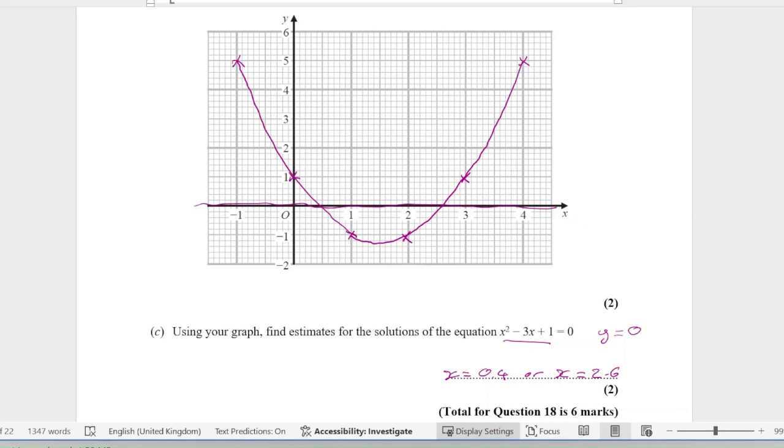And there will be a bound on this. I'm just looking for what the mark scheme says. It says accept answers in the range of minus 0.6 to minus 0.2, so we've got quite a big bound on that. And 2.4 to 2.8.